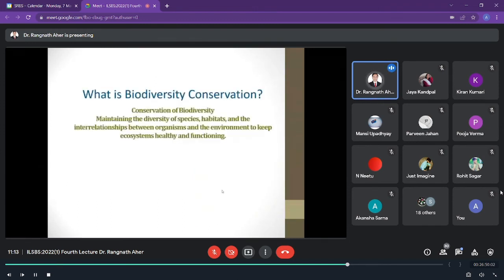See, the next point, the second point of our today's topic, that is biodiversity conservation. See, what is biodiversity conservation?